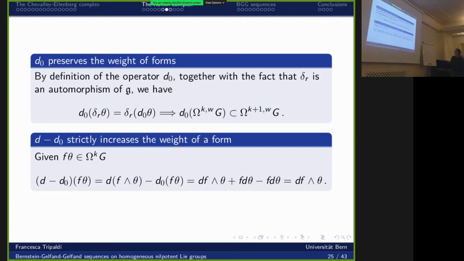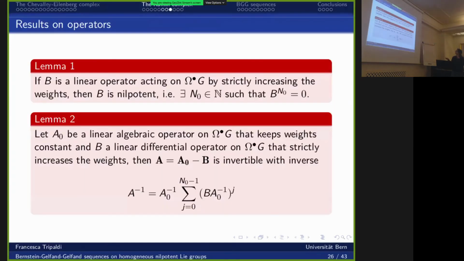Why is that? Because D0 is actually the action of D on the left invariant forms. So we have that D0 keeps the weight constant, and D minus D0 increases the weight. Now these are the two lemmas that we're going to use throughout.